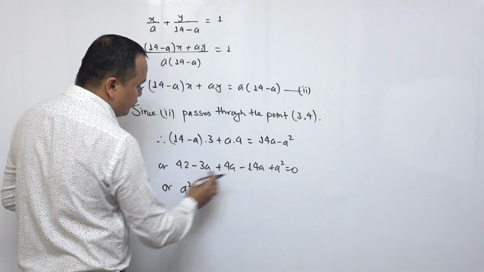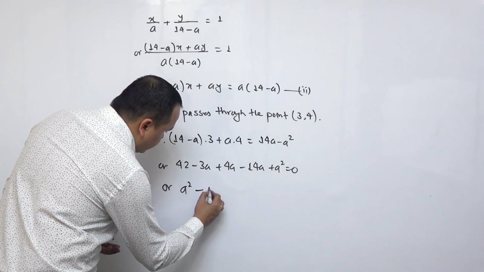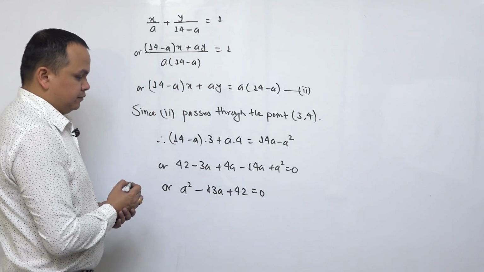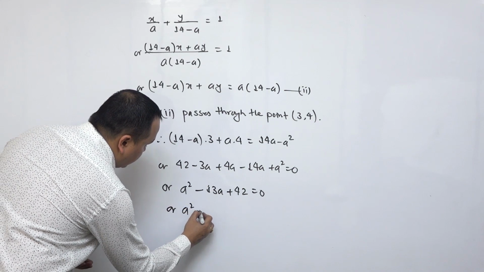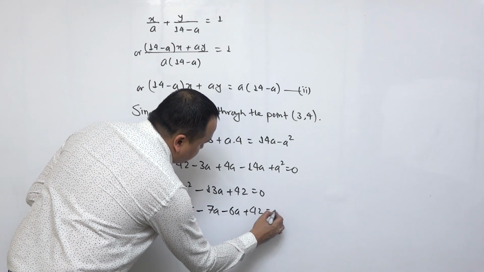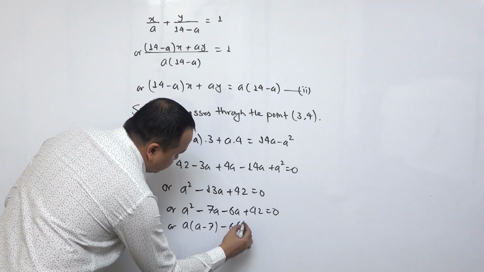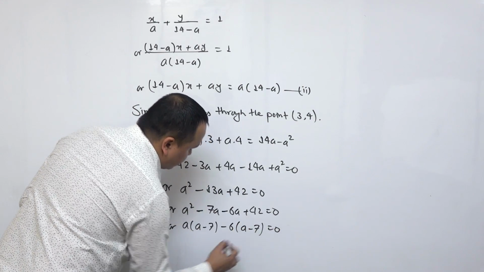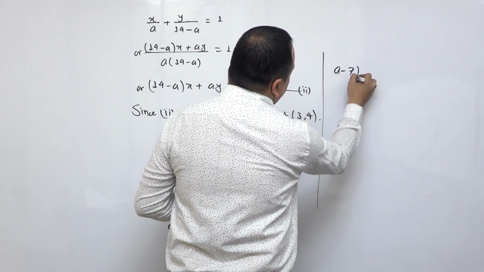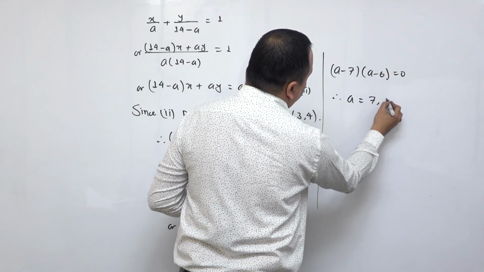Minus 3A minus 14A minus 17 plus 4 minus 13 plus 42 is equal to 0, or A square minus 7A minus 6A plus 42 is equal to 0, or A common, A minus 7 minus 6 common, A minus 7 is equal to 0, A minus 7 is common, A minus 6 is equal to 0. Therefore, A is equal to 7, 6.